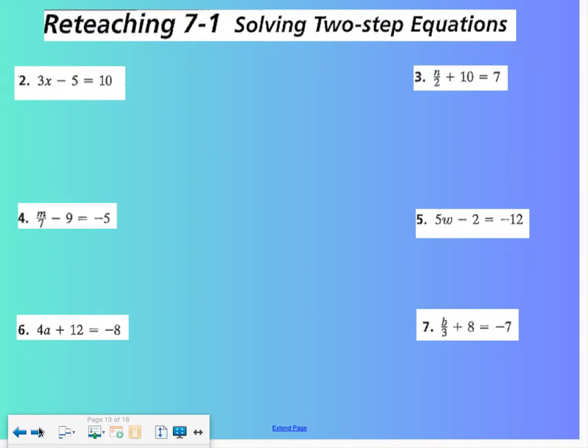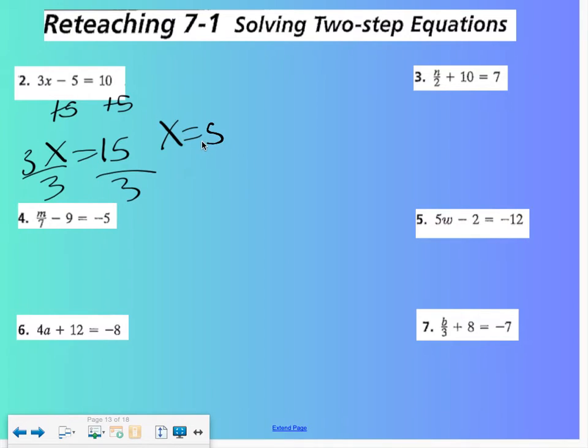All right, finally we get to 7-1, which is all about two-step equations. So the main point of the test here is doing what we just did twice. So please remember to undo addition or subtraction first. So to do that, add 5 to both sides, and you get 3x equals 15. Well, now divide both sides by 3, and x equals 5.